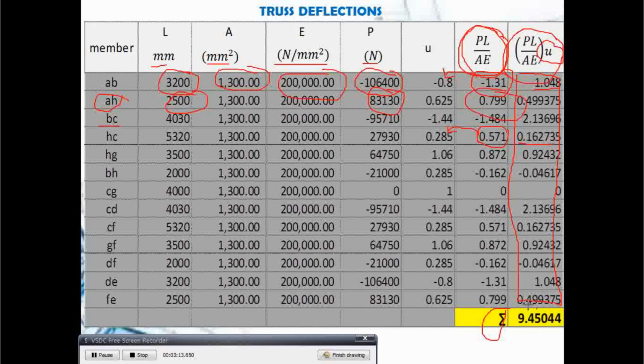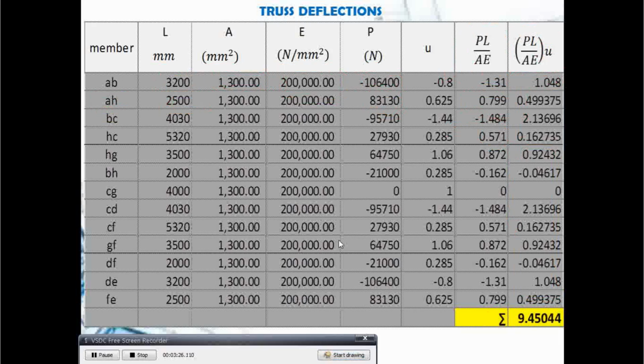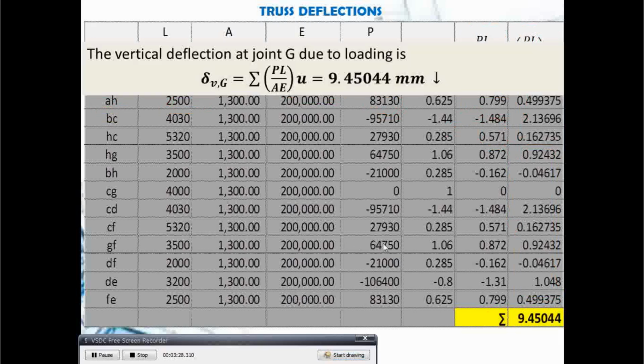Again, anong ibig sabihin nitong 9.45? Since positive siya, yung assumption ko kanina na yung deflection ni G is downwards. Tama. So, for my final answer, the vertical deflection at joint G due to loading alone is equal to 9.45 millimeters and its direction is downwards.